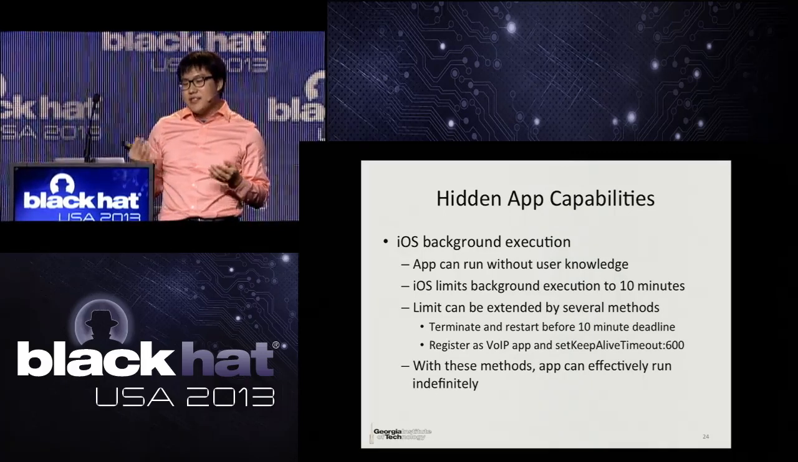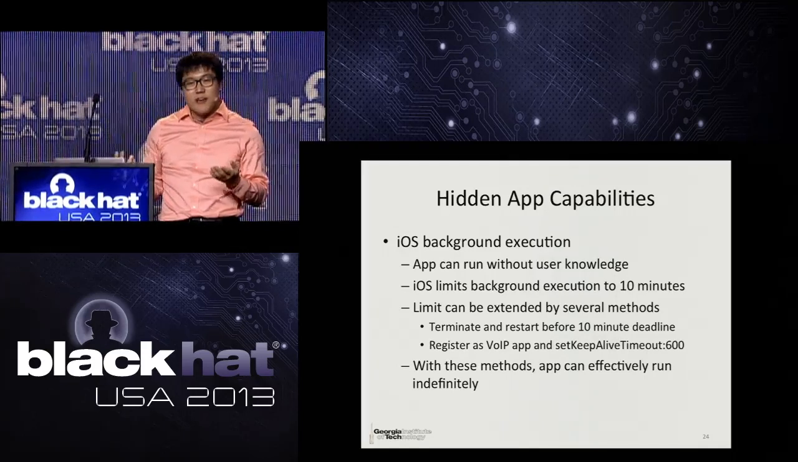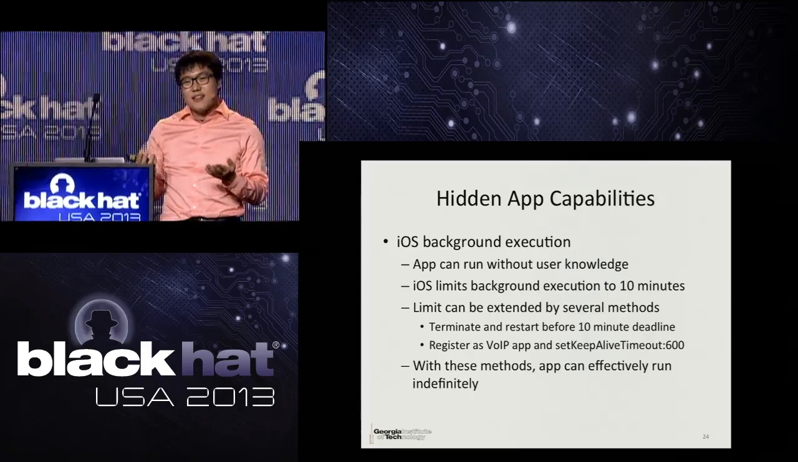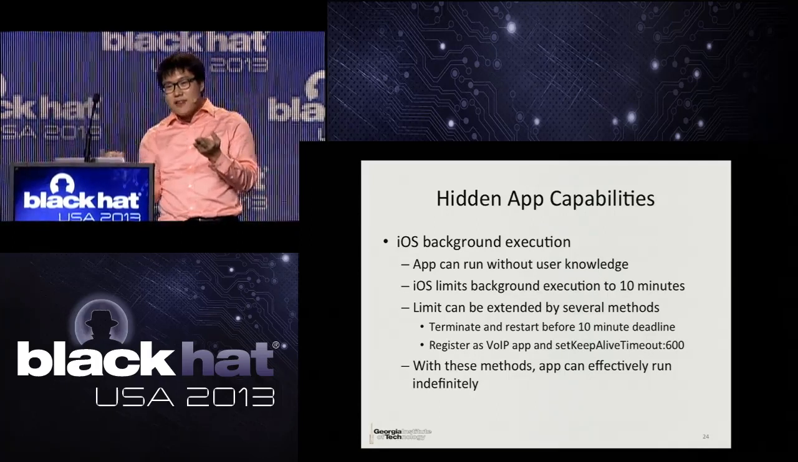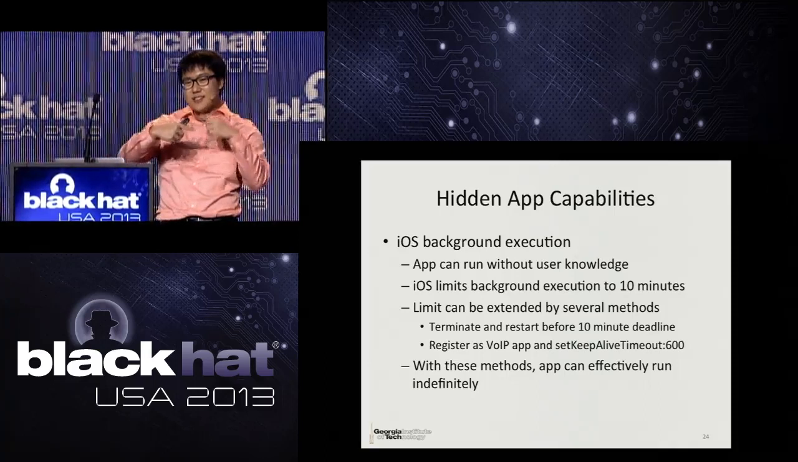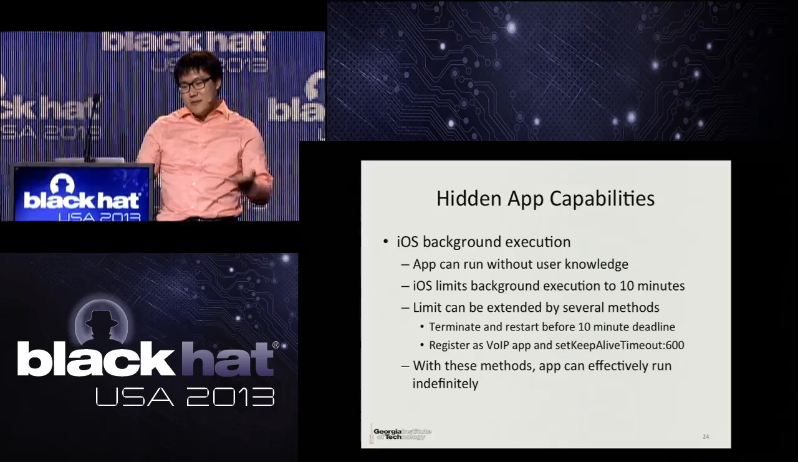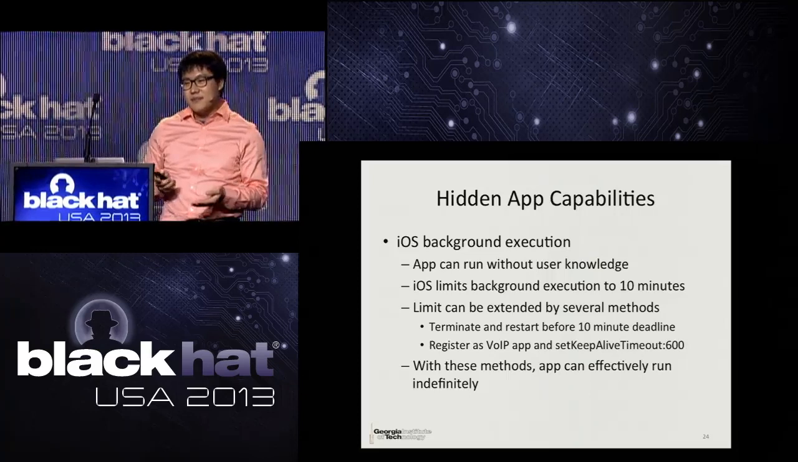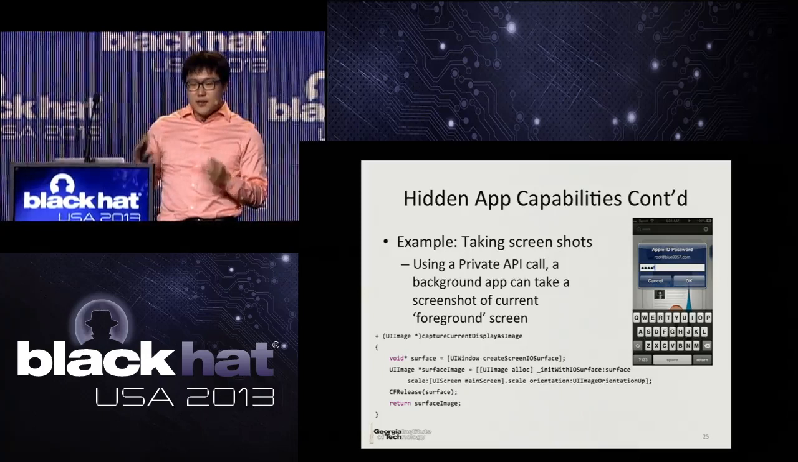Or if we set our app as a VoIP application, then we can set a callback function called setKeepAliveTimeout. If we set it to 600 seconds, which is 10 minutes, it will be called every 10 minutes, and we can spawn a new background thread again and again. With this method, our app can run indefinitely on the device. Now we can hide the app and the execution.